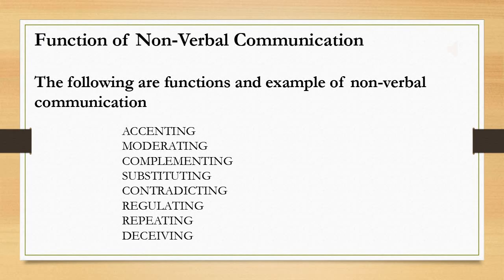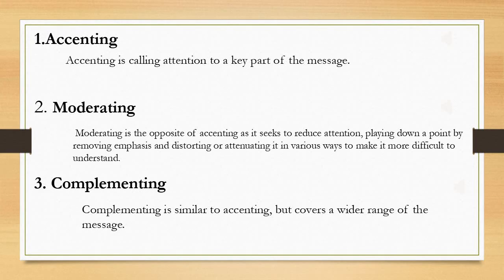Functions of nonverbal communication. The following are functions and examples of nonverbal communication: accenting, moderating, complementing, substituting, contradicting, regulating, repeating, deceiving. Accenting. Accenting is calling attention to a key part of the message. When you put an accent on it, you create emphasis, making the item stand out by amplifying it. Examples: stamping, increasing volume, moving forward, slowing down.